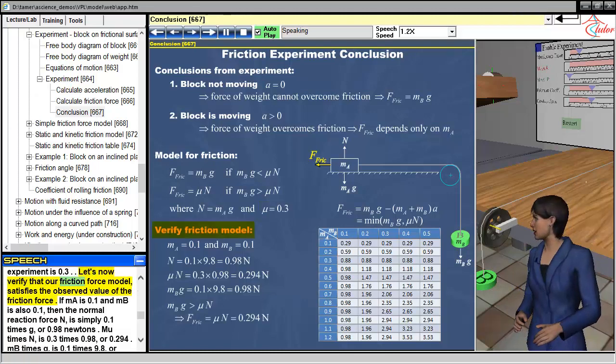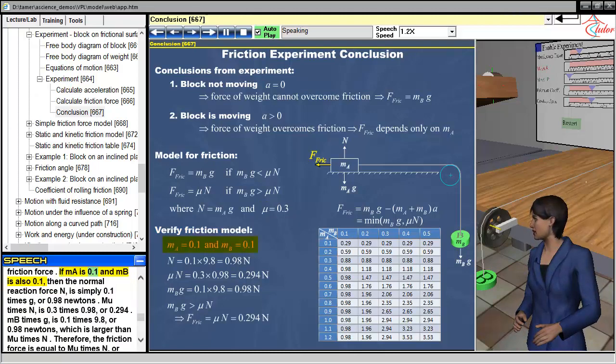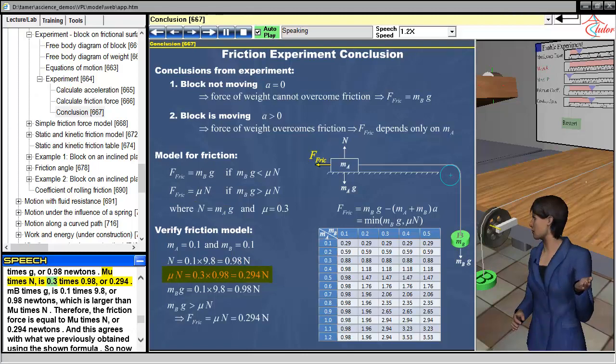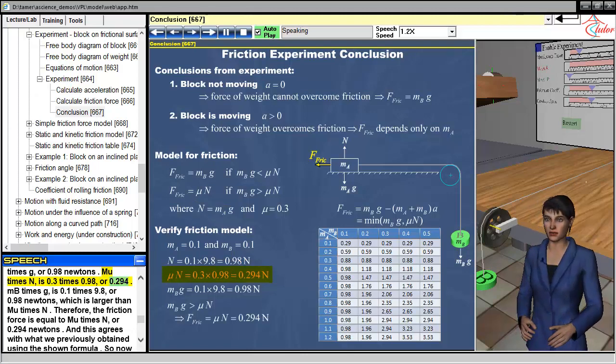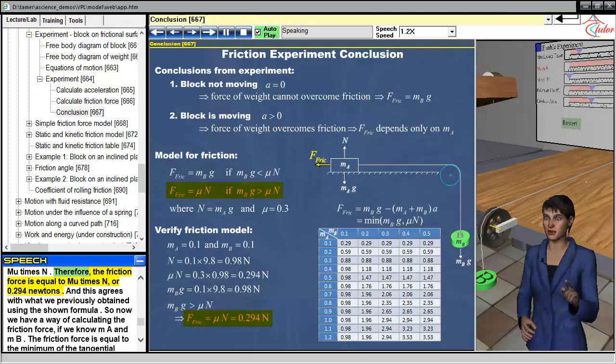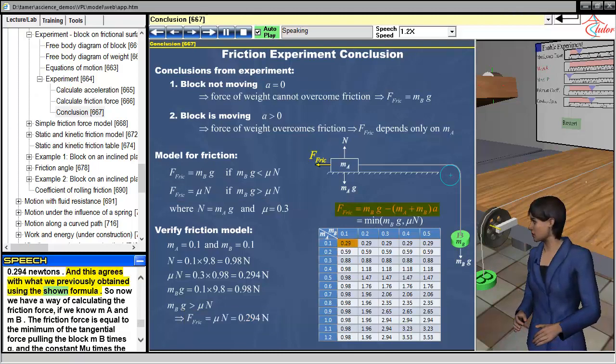Let's now verify that our friction force model satisfies the observed value of the friction force. If ma is 0.1 and mb is also 0.1, then the normal reaction force N is simply 0.1 times g, or 0.98 newtons. Mu times N is 0.3 times 0.98, or 0.294. mb times g is 0.1 times 9.8, or 0.98 newtons, which is larger than mu times N. Therefore, the friction force is equal to mu times N, or 0.294 newtons. And this agrees with what we previously obtained using the shown formula.